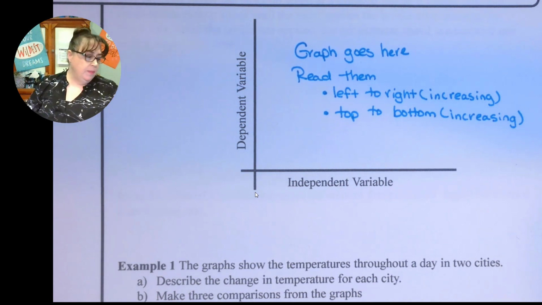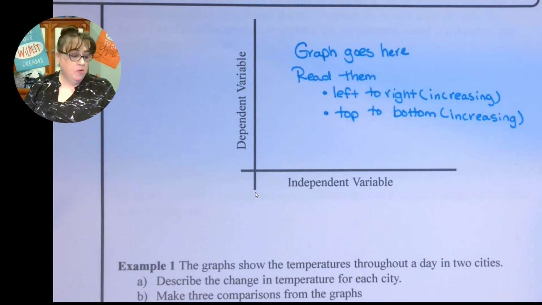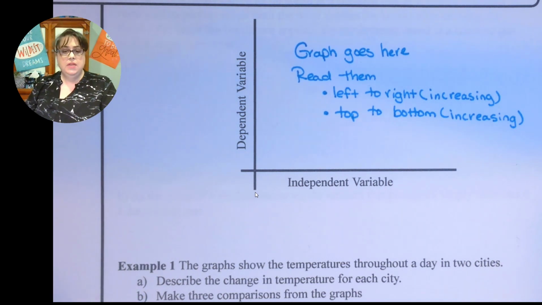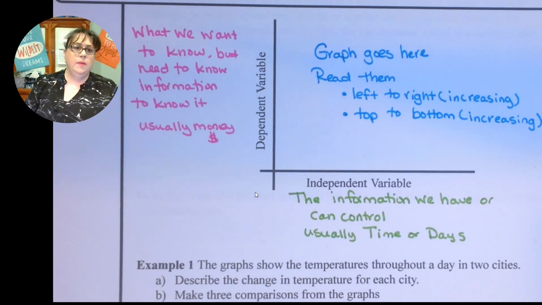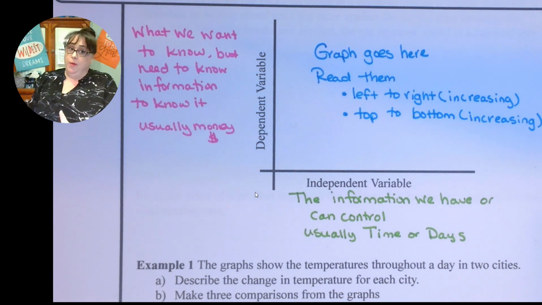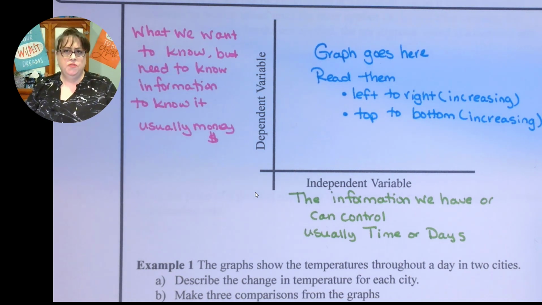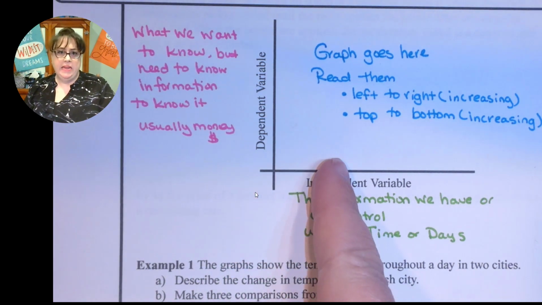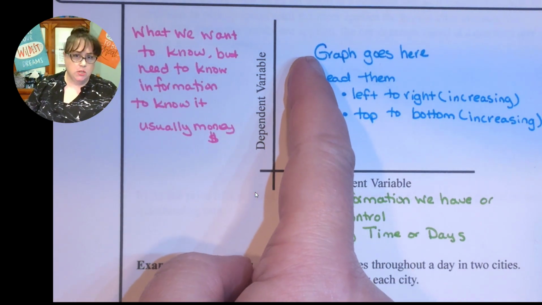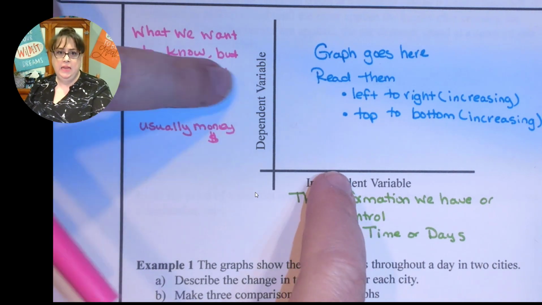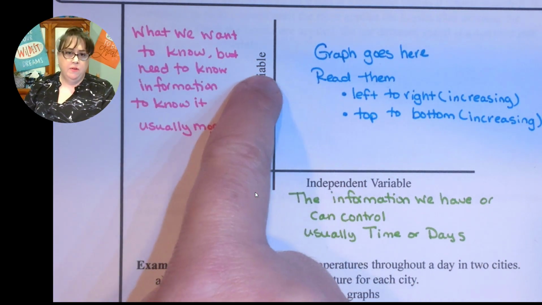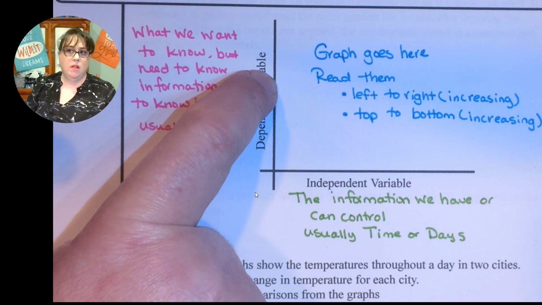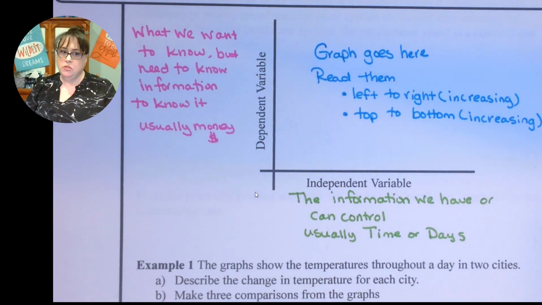The independent variable is the information that we have, the things we control, usually times and days. The dependent variable is usually what we want to know, but need to know information in order to know it. And it's usually money. So for example, if I told you that if I work for 3 days, I'm going to earn $500, then I go to 3 days, go up and read across, and say, oh, I earned $500. So that's how graphs usually work.